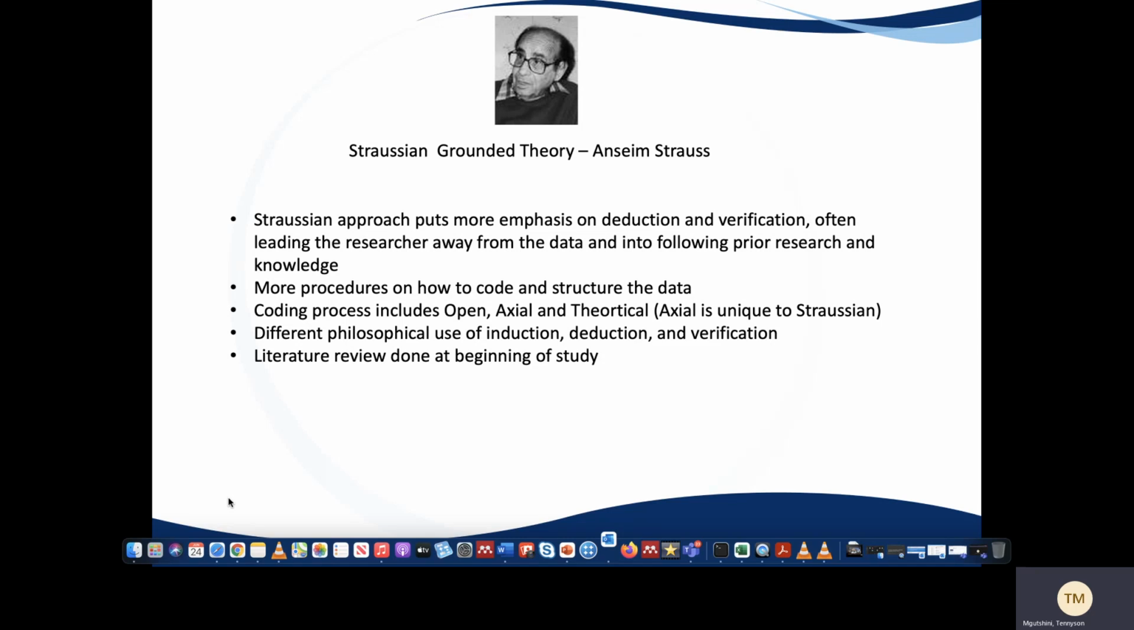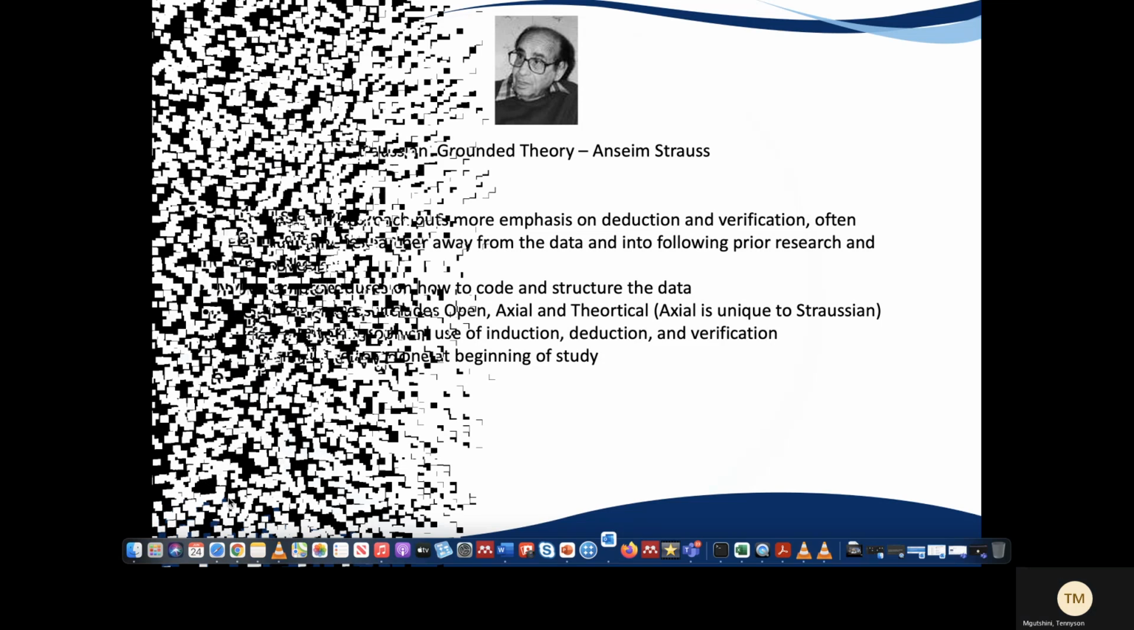And of course, within this theory, because there's an appreciation of the importance of involving people in the Straussian version of grounded theory, there is support for the literature review to be done at the very, very beginning.